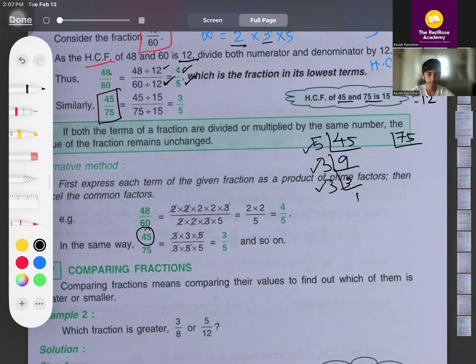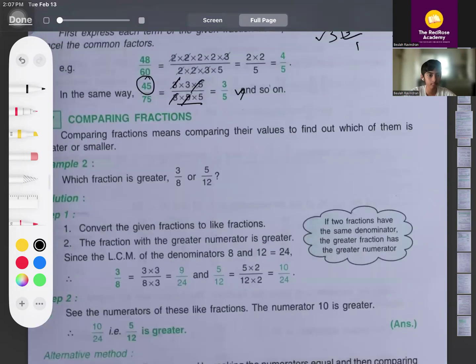What is the prime factorization of 75? 75 is 5 times 15, so you need to write it like this: 3 times 5 times 5. Is it clear? After that, one 3 gets cancelled, one 5 gets cancelled. The remaining will be the answer. 3 by 5 will be the answer. Is it clear for you? This is very easy, no? Keep all these things in mind.